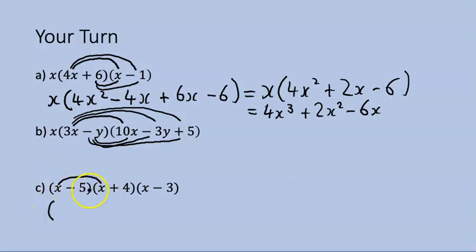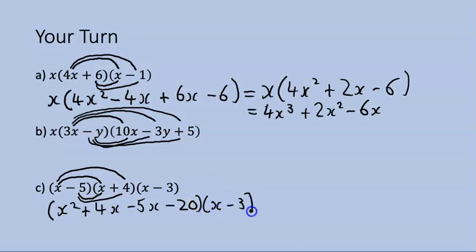Close the bracket here. x times x is x squared. x times 4 gives me plus 4x. Minus 5 times x is minus 5x. Minus 5 times 4 gives me minus 20. That's all multiplied by x minus 3. But that's also equivalent to, when I simplify it, x squared minus x minus 20 multiplied all by x minus 3. Okay.